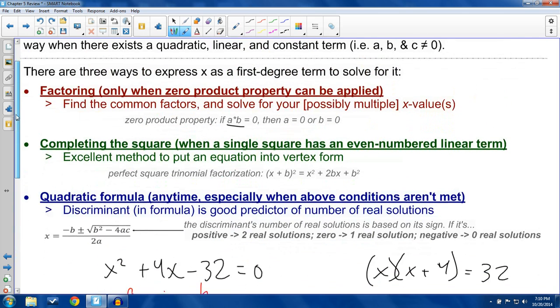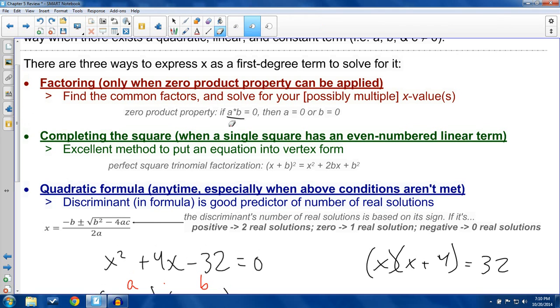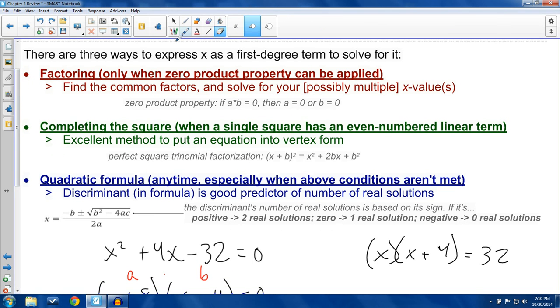Okay. Another way is by completing the square. And I think we're going to run into problems where we do completing the square, so I'm going to try and avoid that one here. But completing the square is best used when a single square has an even-numbered linear term. And I think I'll talk about that as we get into it. This is an excellent method for putting an equation into vertex form.